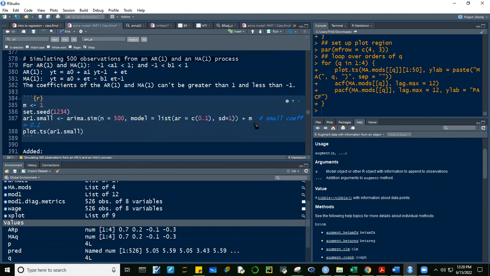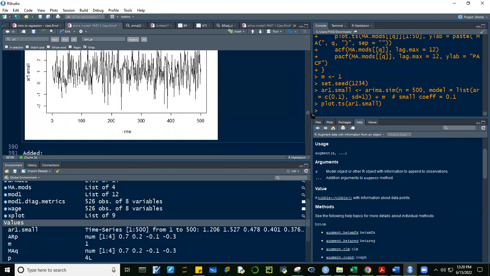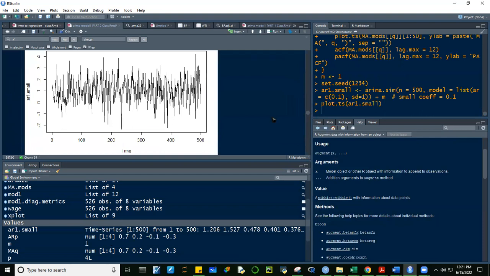Okay, ano ba gusto nating i-ano dito, no? Okay, here, magsa-simulate tayo ng AR1 process, no? arima.sim, 500 observations. AR is equal to, maliit lang A1 natin, 0.1 lang, no? So standard deviation is equal to 1, and then we just add a certain small number, 1. Okay? And then ipa-plot natin time series. Okay, run natin to very quickly. Okay, as you can see, it's a stationary time series, no?